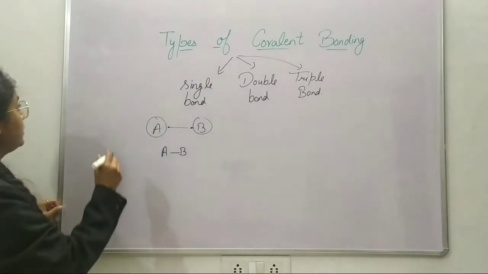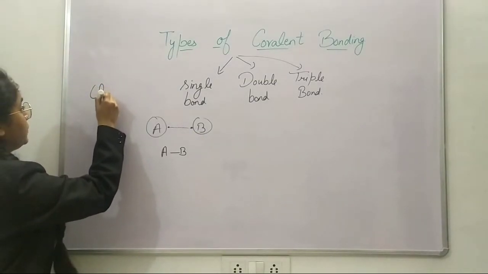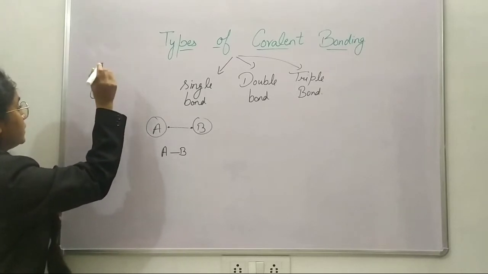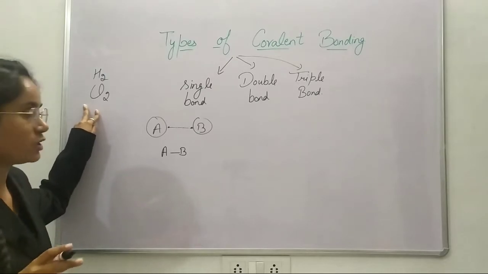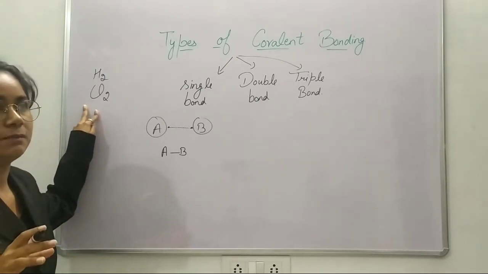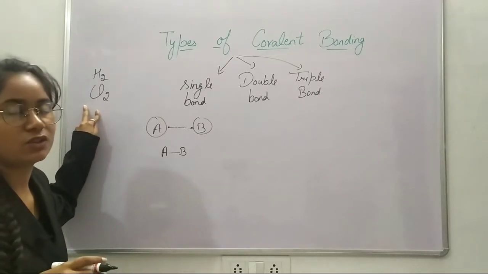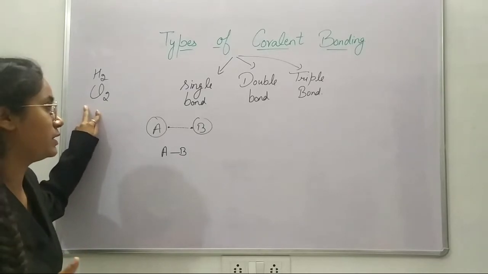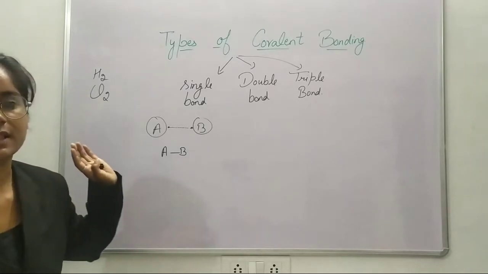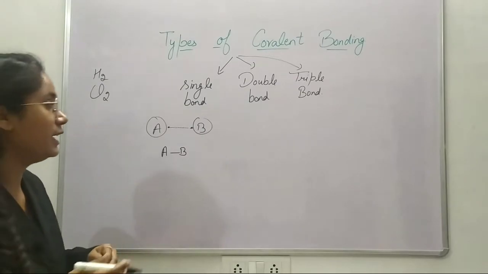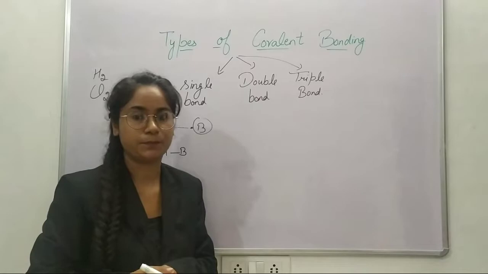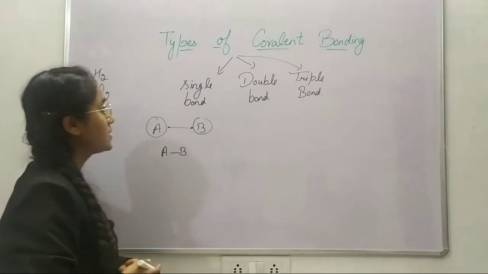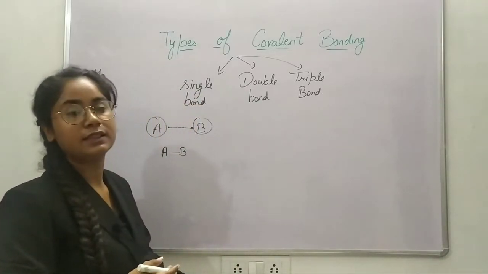That's why it is considered as single bond. Now the examples of it are chlorine and hydrogen. Okay, these two are examples of single bond or monovalent bond. Now why it is called monovalent bond, we will discuss, and we will also discuss these examples. But first we will go through these types of bonding.